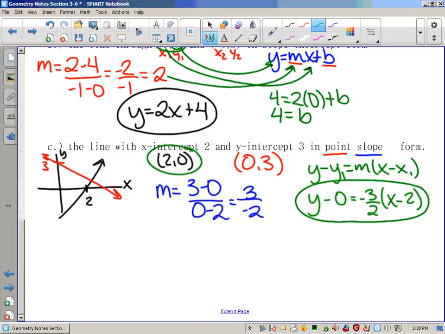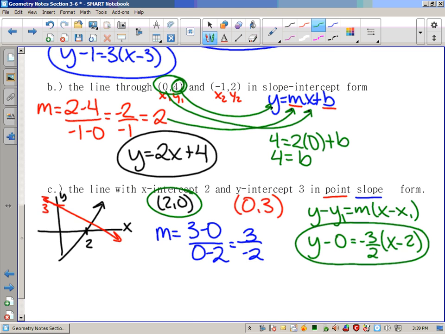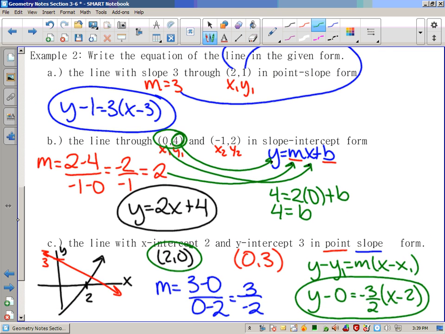But sometimes we might have to calculate something first. Most of the time that would be calculating slope. Occasionally, like in part B, we needed to find something, so we had to plug things in and find the y-intercept. And then sometimes, like in part A, we are already given all the information we need, so we just plug it in where it needs to go, and there's our answer.